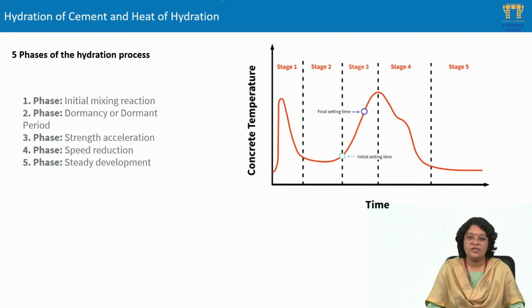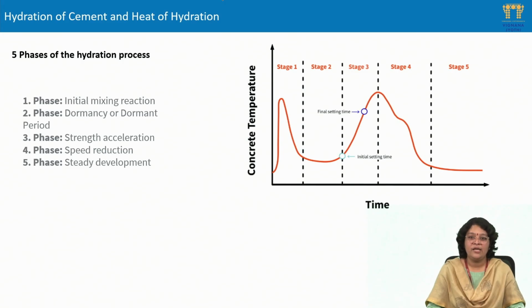With time there is a liberation of heat. In the first stage, we call it the induction period, where with the initial addition of the water there is a rise in temperature. When we proceed into stage 2, we call it the dormant period, where there is a deceleration of the heat. That means there is a decrease in the temperature with time.